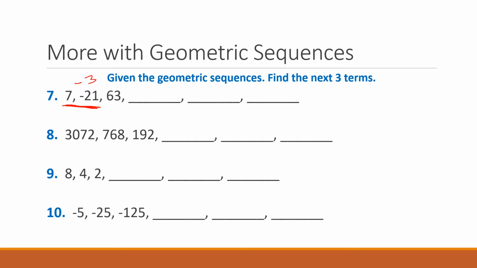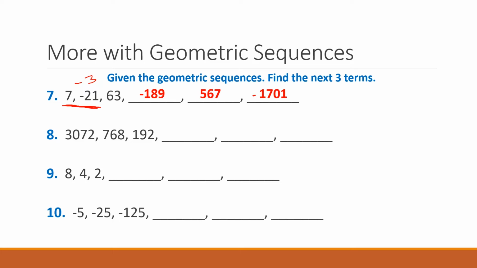So I could simply multiply 63 times negative 3 and so forth. So my next 3 terms are negative 189, 567, and 1701, or negative 1701. Because 63 times negative 3 is negative 189. Negative 189 times negative 3 is a positive 567, and positive 567 times negative 3 is 1701. So I'm just multiplying each term by negative 3.